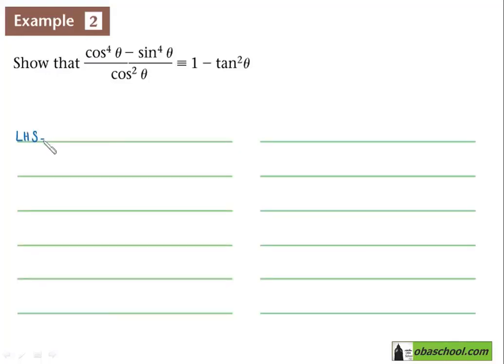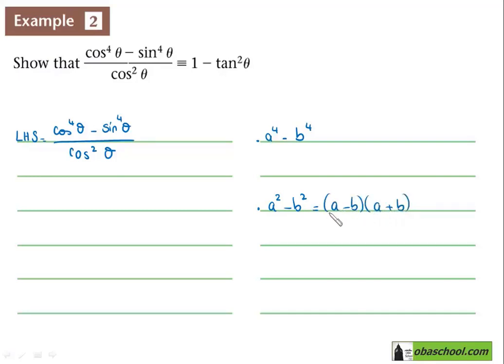We will start with the left-hand side. The work will begin with the numerator. The numerator has the same form as a to the power 4 minus b to the power 4. This reminds us of the difference of two squares. A squared minus b squared is a minus b multiplied by a plus b. In other words, to find the terms here, we do the square root of the first and the second term.